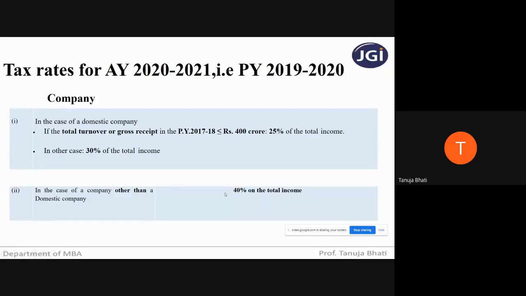Is this slide clear, students? Yes, ma'am. Okay.